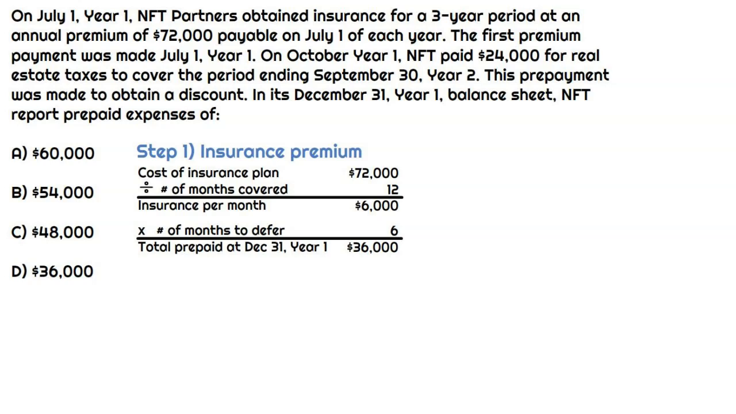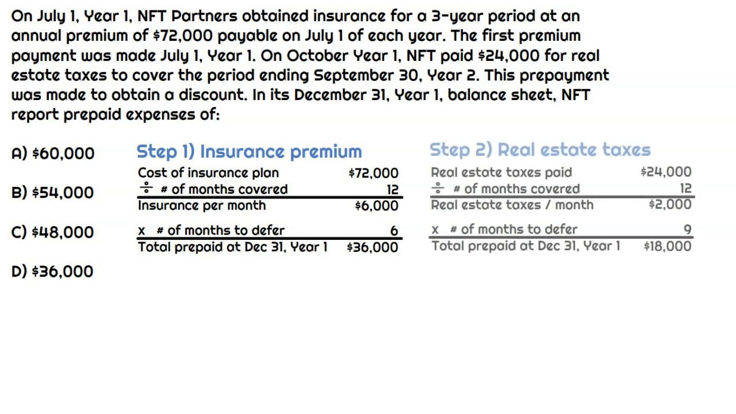and that means insurance is $6,000 per month. Now, if we need to defer 6 months, right, the period from January 1st, year two to June 30th, year two, then we would just multiply 6,000 times 6 months, and that means our total prepaid balance at December 31st, year one is 36,000, right? Because 6 months of that has already been recognized in year one. We need to defer the remaining 6 months.